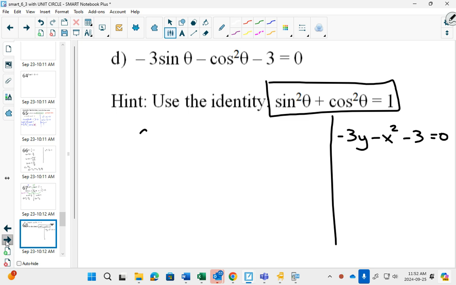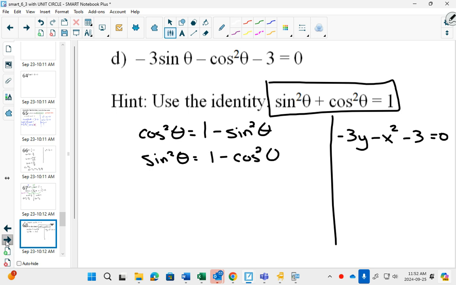But I can take the big idea and I can rearrange it. Can you see that it would be easy? Well, I'll show you 2 rearrangements. I could get the cos squared theta all by itself by moving the sine squared theta over to the other side. Or if I wanted, I could get the sine squared theta all by itself by moving the cos squared theta to the other side.